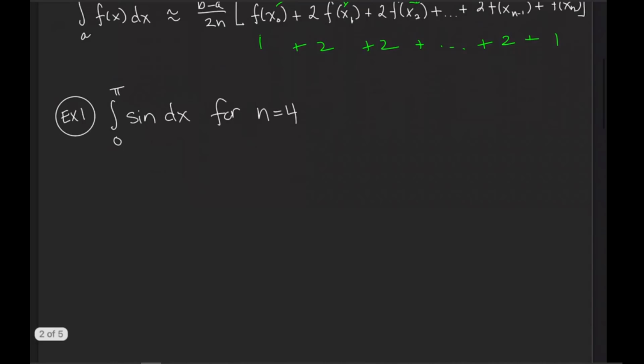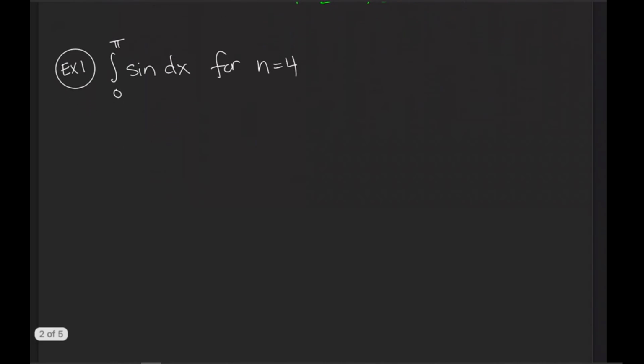All right, so let's take a look at the first example. We have the integral from 0 to pi of sine x dx for n equal 4. So n equal 4 means that I am going to have 4 trapezoids. So my delta x will be b minus a over 4, or pi over 4.